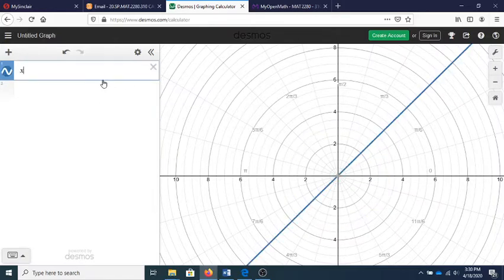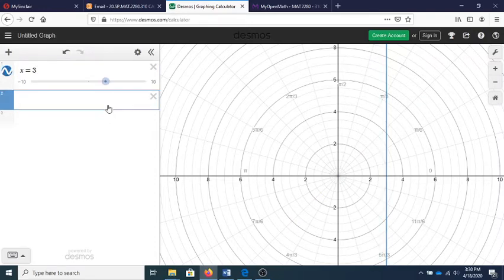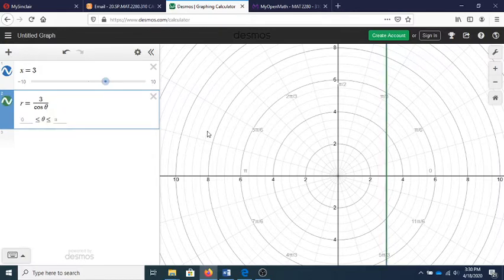This is really the line x equals 3. That's rectangular form, but in polar form it's r equals 3 over cosine theta. Now if I want theta, I need to type it, theta. Now notice it just put a green vertical line over the blue vertical line because it's the same thing, which means we converted it correctly.